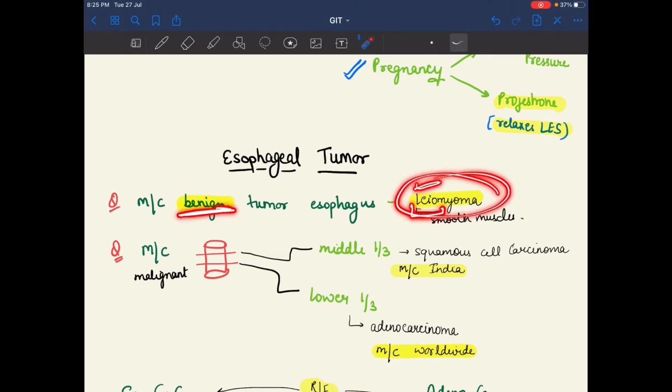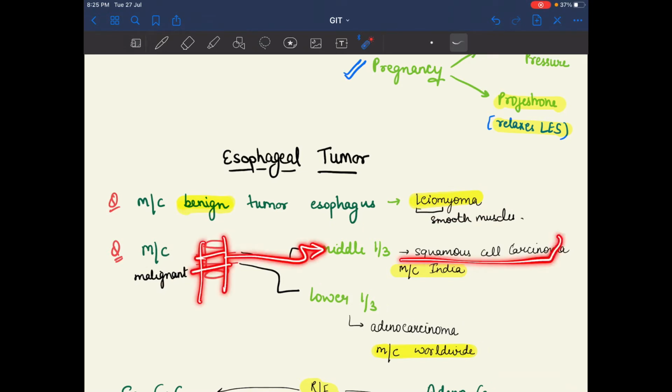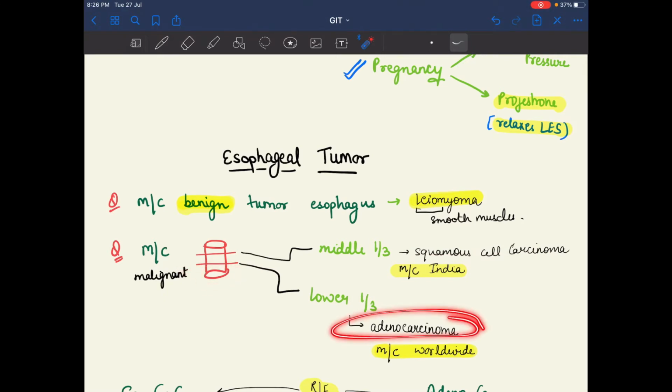It is a benign tumor, and for the malignant tumor in the esophagus, if the tumor is in the middle one third of the esophagus, then it is squamous cell carcinoma, and if the tumor occurs in the lower part of the esophagus, then it is adenocarcinoma. Squamous cell carcinoma is most common in India, and worldwide the most common tumor is adenocarcinoma.